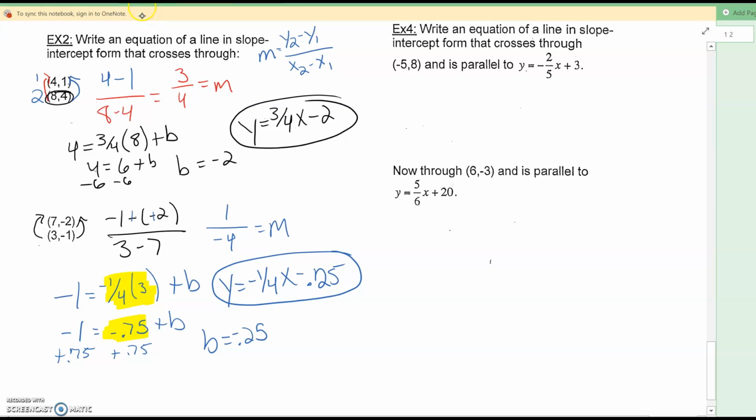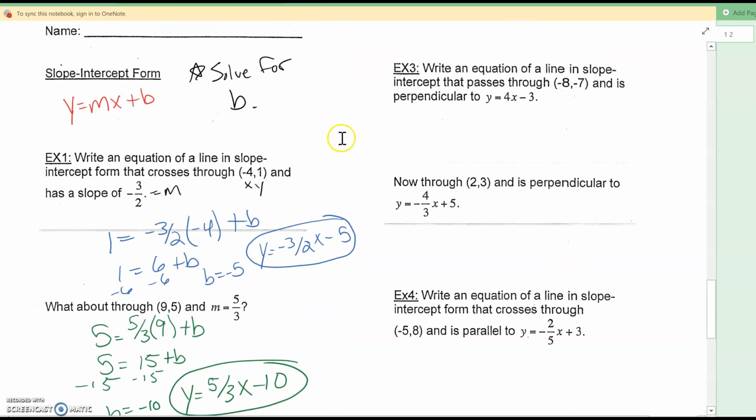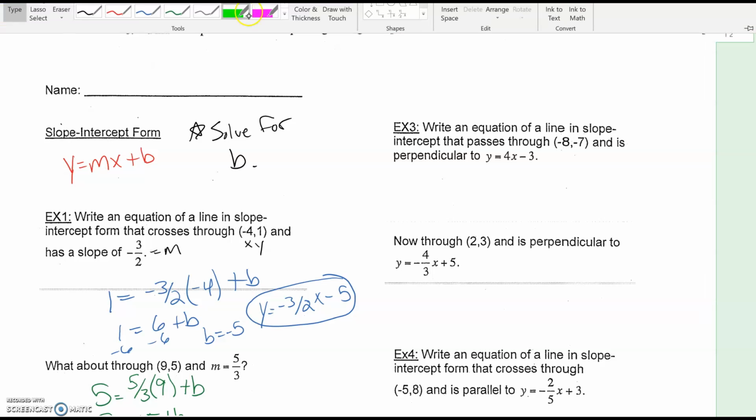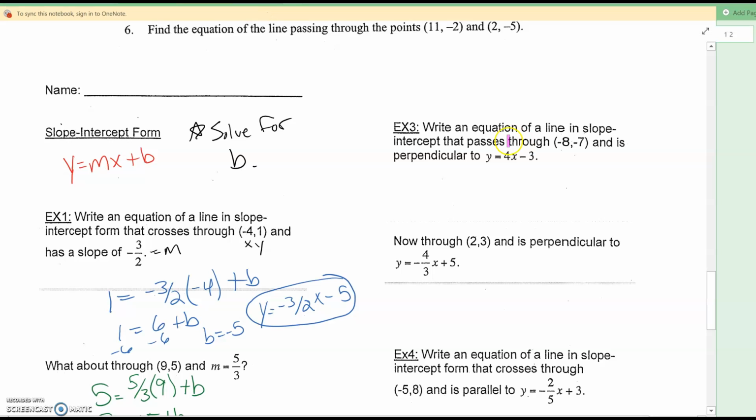Then my b value is -1/4 plus 0.25. Now if we go back up to the top here, something a little bit different. Write an equation of a line in slope-intercept form that passes through, but that is perpendicular. So make sure you circle that. Perpendicular.